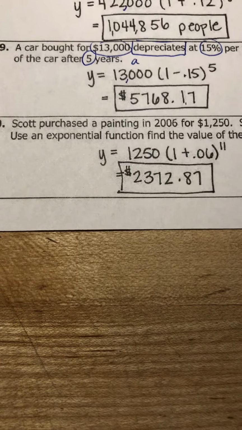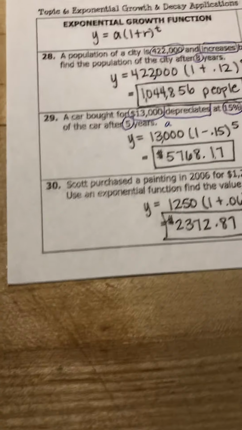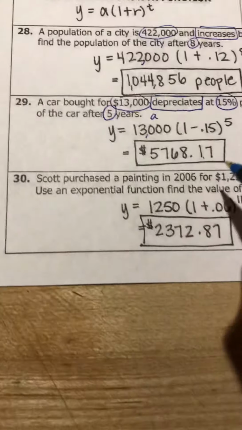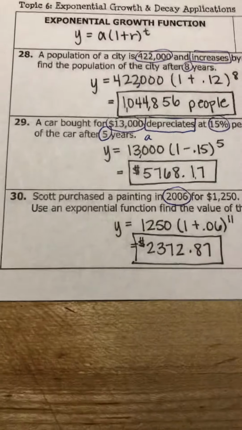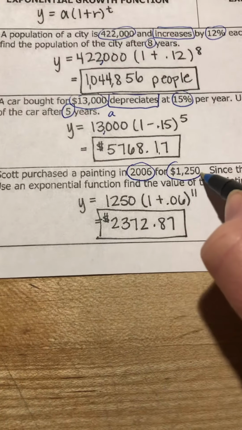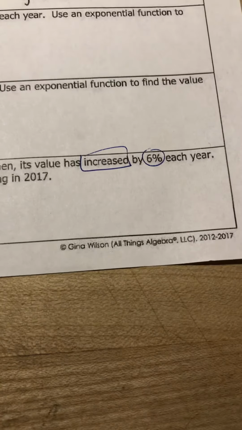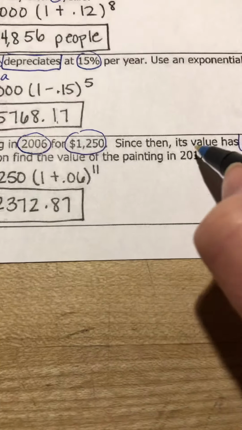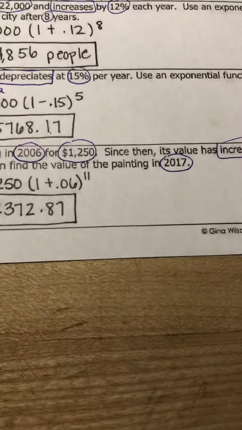Last but not least, we've got a painting. Paintings I know should increase over time because it's an investment. So I assume it's going to be an increase, but let's see. Got a painting. That year thing is going to come in handy. Bought it for $1,250. We have an increase, 6% each year. That sounds about right. Find the value of the painting in 2017. So this is a little bit of a hidden question if you think about it.